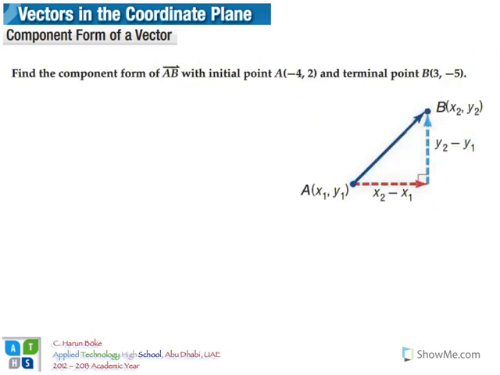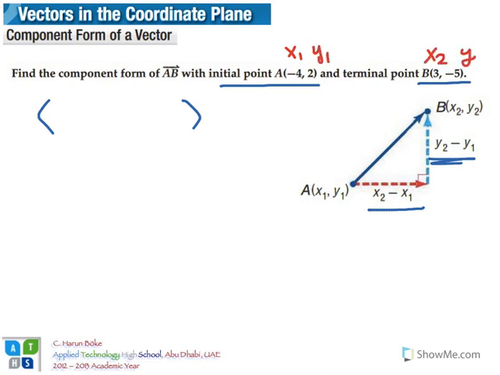Find the component form of vector AB, with the initial point A, which is -4 to 2, and the terminal point B, which is 3 to -5. So, as the coordinates of my component vector, I'm going to write the coordinates as the difference in x and the difference in y. Now, if it helps, you can do this. This is x1, this is y1, this is x2, this is y2, so that you can easily calculate those differences.